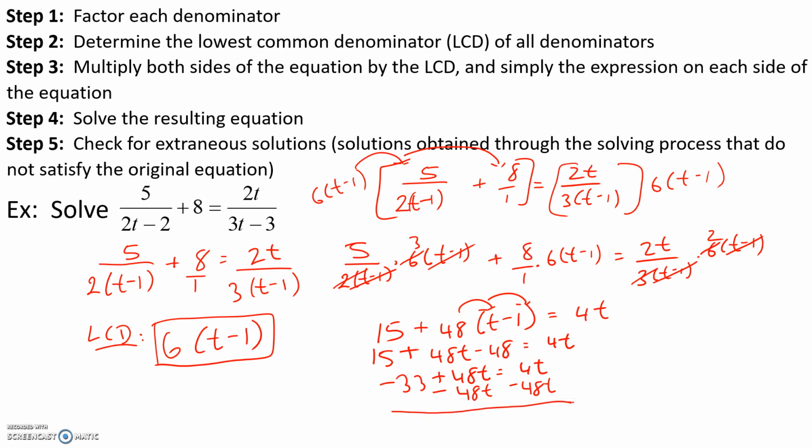And what are we left with? On the left side, we have a negative 33. On the right side, we have a negative 44t. I'm running out of space, but as my last step, I will divide both sides by negative 44. If I do that, I'm left with t equals negative 33 over negative 44. So negative over negative is positive. 33 over 44, you can divide these both by 11. 33 divided by 11 is 3. 44 divided by 11 is 4. And our answer is going to be 3 over 4.